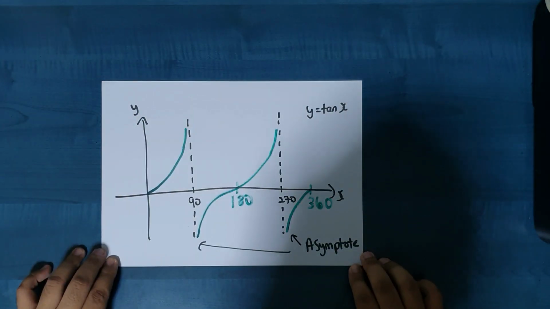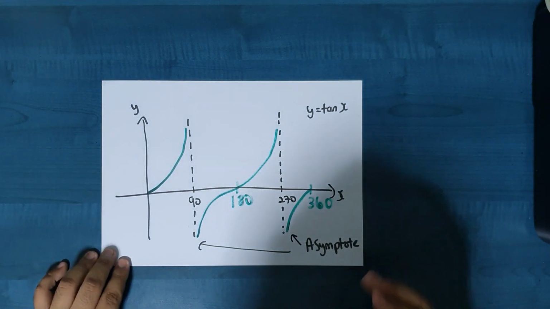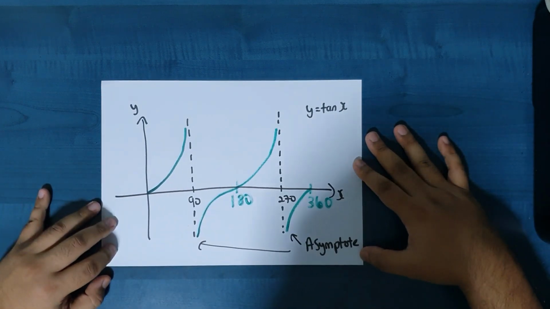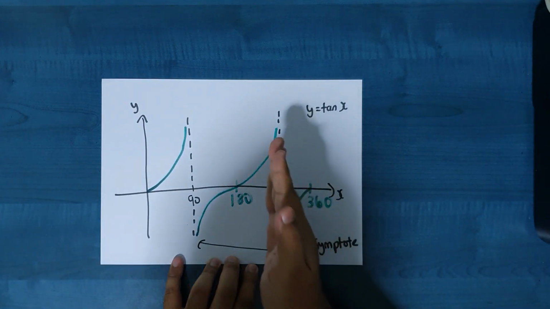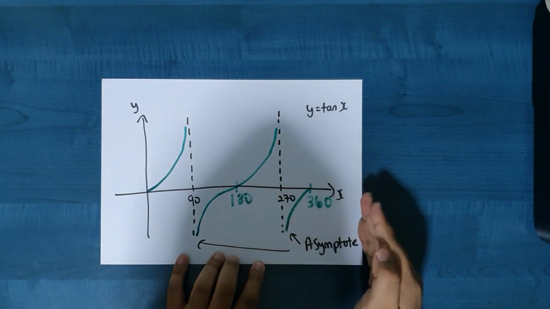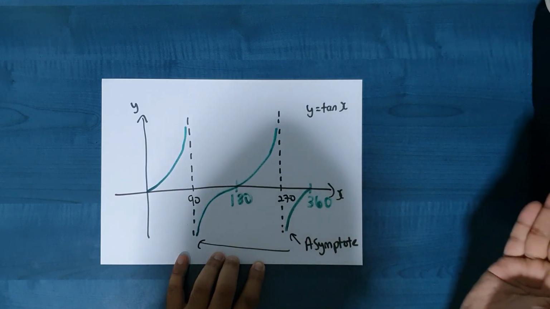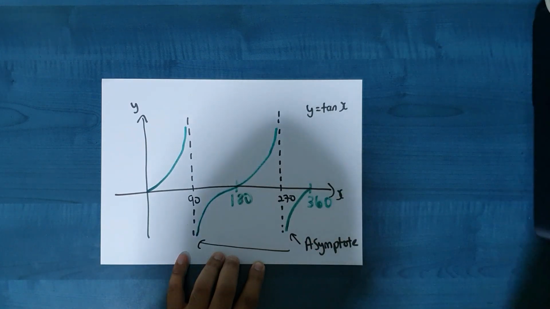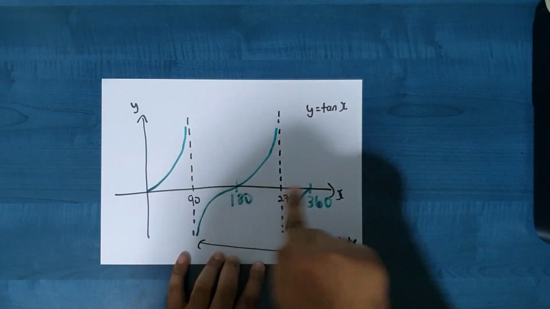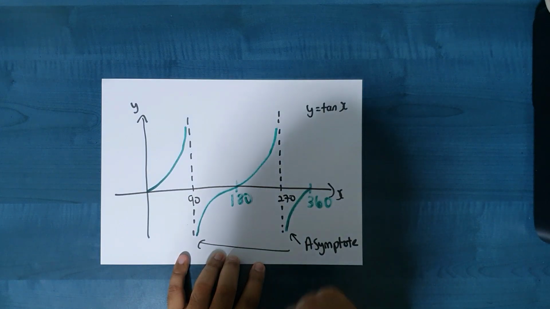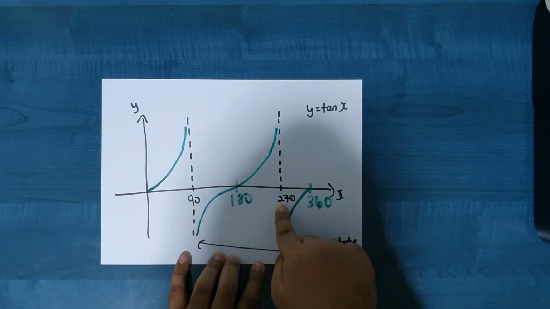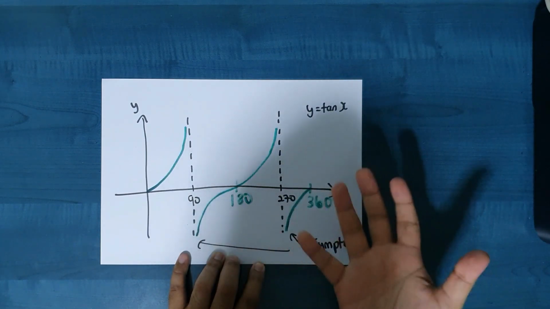Our tangent graph looks like this. And as you can see, the graph never crosses the asymptote. Okay? And this graph will continue forever. The next asymptote will be at 450, and the next one will be at 450 plus 180, and so on and so forth. So this is tangent x drawn from 0 till 360. And only for tangent x, there exist asymptotes, values of x where y has no value.